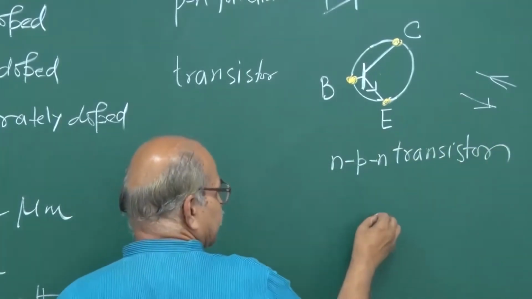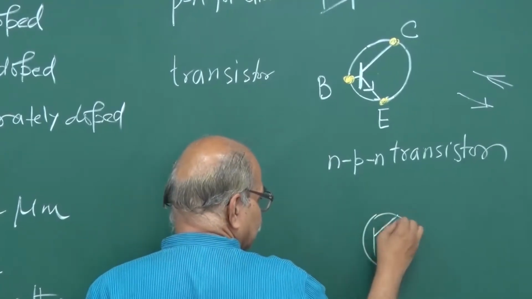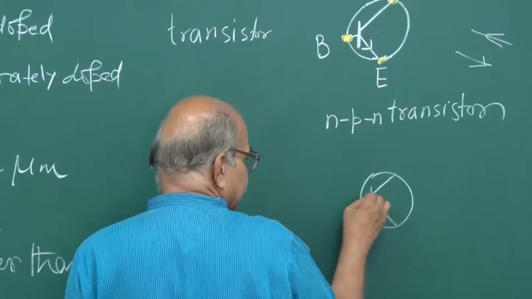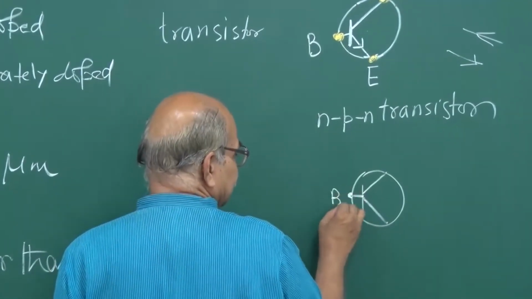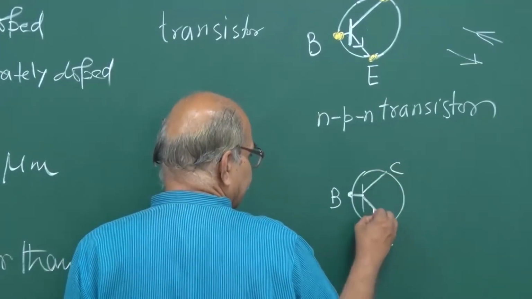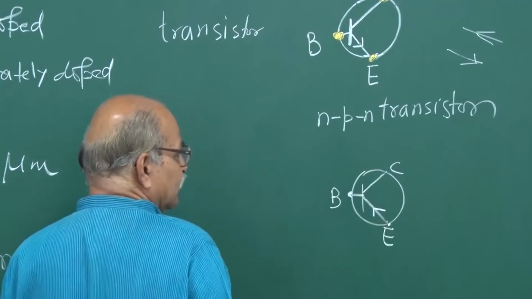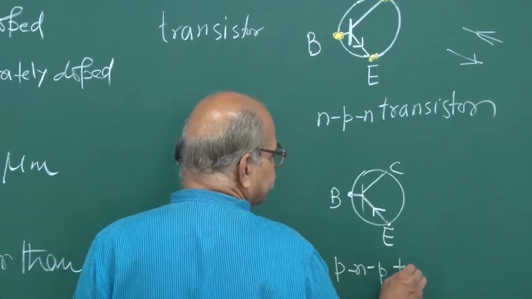And if I put the arrow in the other direction, with two lines coming like this and the third line coming like this, this is the base, this is the emitter, and this is the collector. With the arrow like this, this is a PNP transistor.